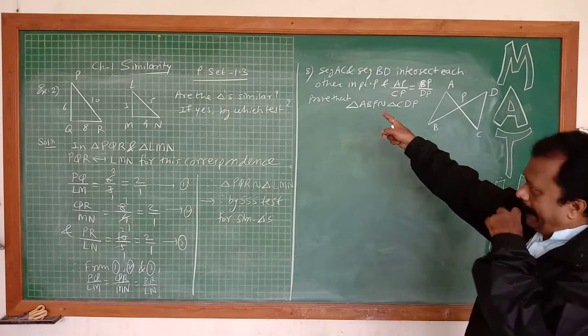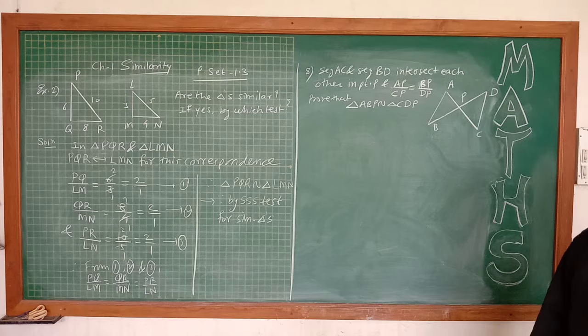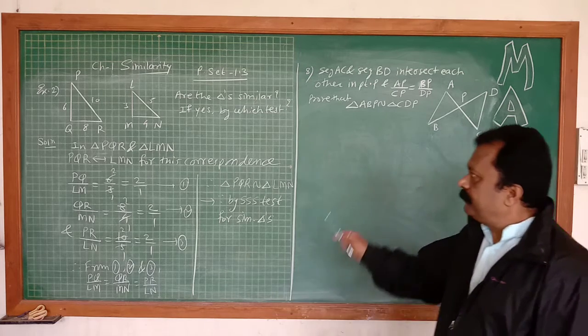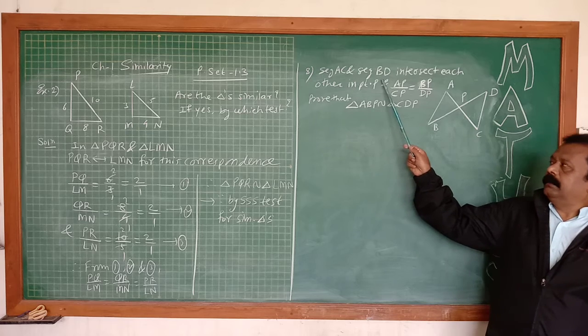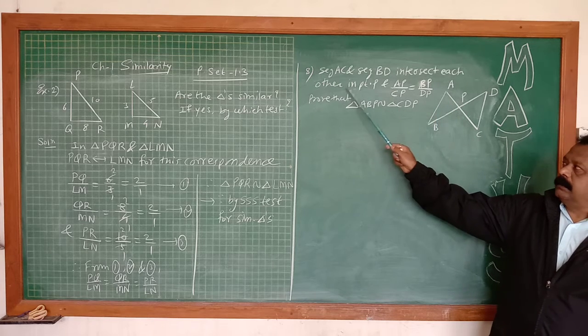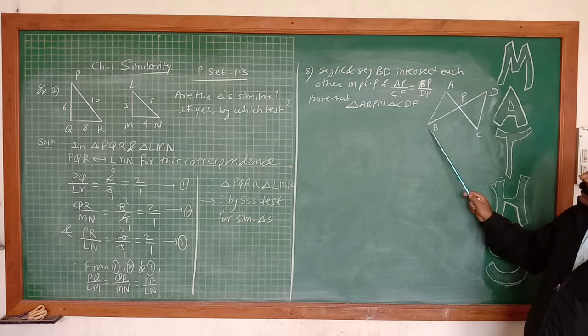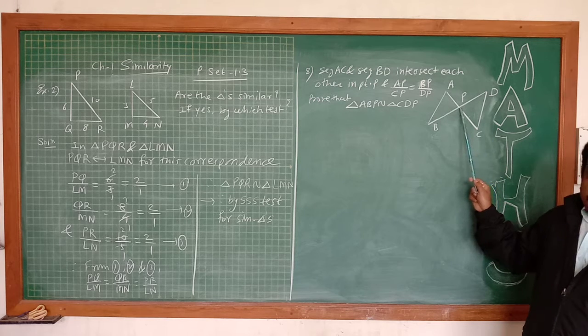Now, the 8th example from exercise 1.2. Segment AC and segment BD intersect each other at point P.